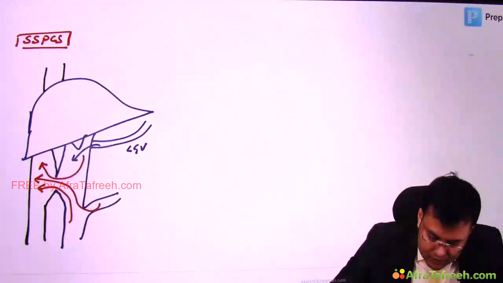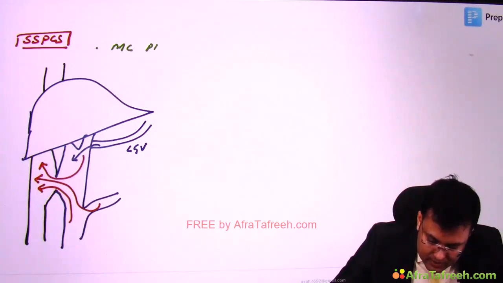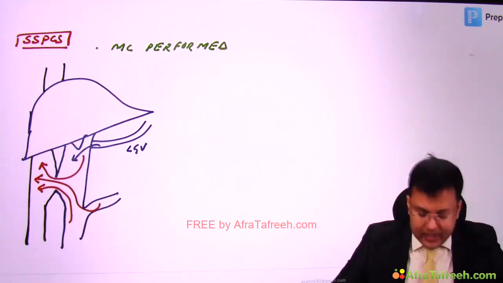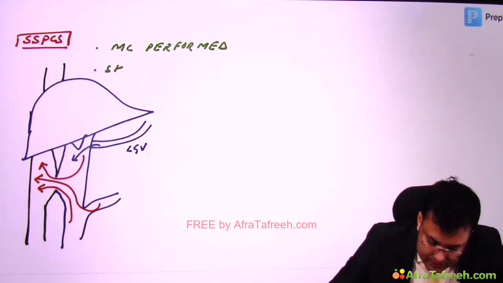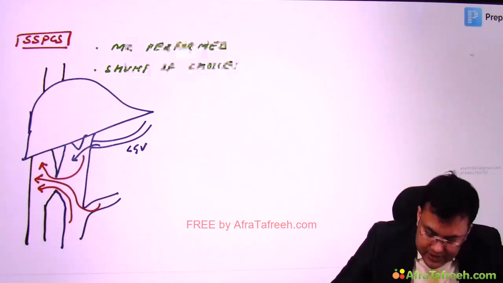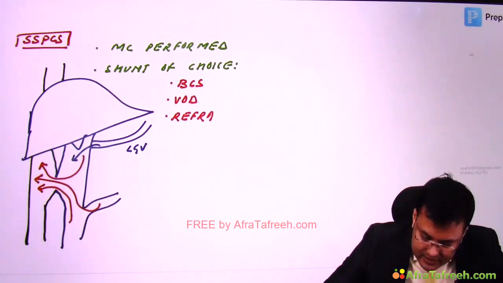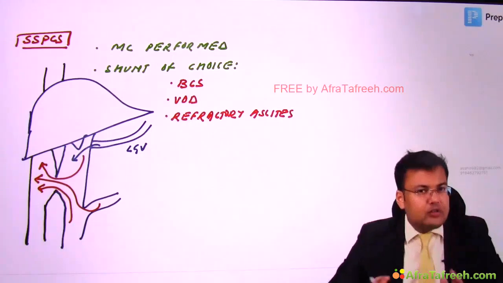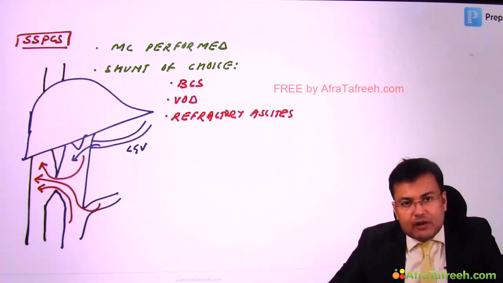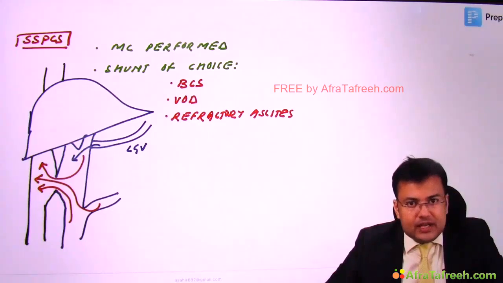This is the most commonly performed shunt worldwide, and it is the shunt of choice. In which conditions? First, Budd-Chiari syndrome. Second, veno-occlusive disease. And third, refractory ascites. Clear? So side to side portocaval shunt is most commonly performed worldwide, and it's the shunt of choice for Budd-Chiari syndrome, veno-occlusive disease, and refractory ascites.